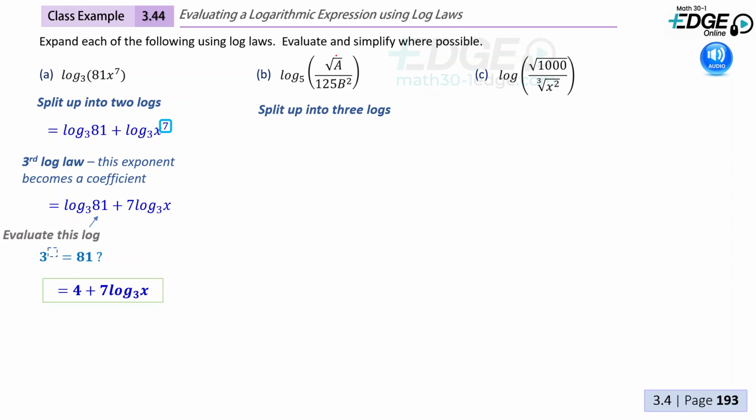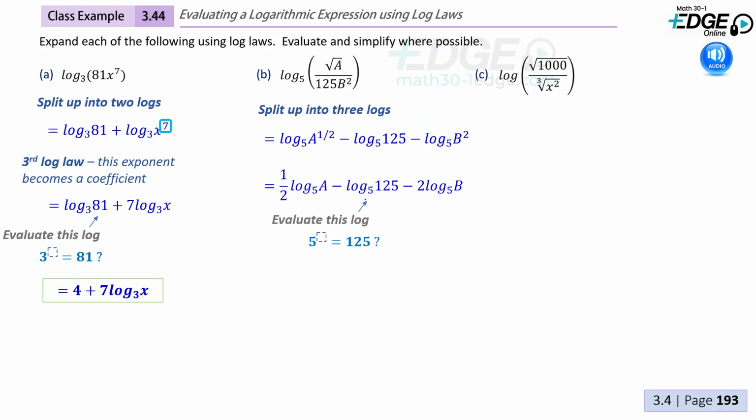For b, you can see that we can split this one into 3 different logs. Notice that the square root of a was rewritten as a to the power of a half, and that anything that we had in the numerator would have been positive, so that was this term, and then anything in the denominator, you need to make sure to make it negative, right? Negative or subtraction in this case. Just like we did in the last example, any of the exponents we're going to move down to become the coefficients in front of the log.